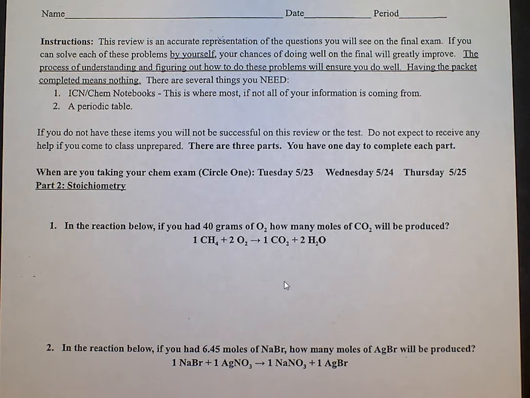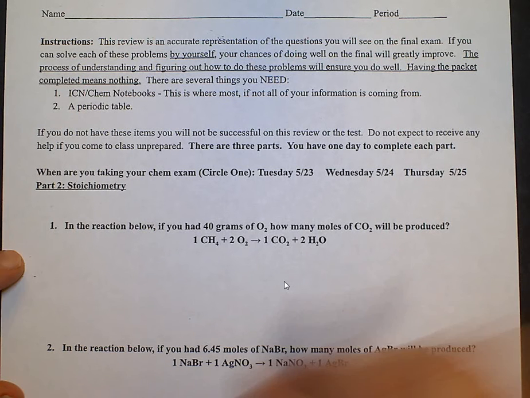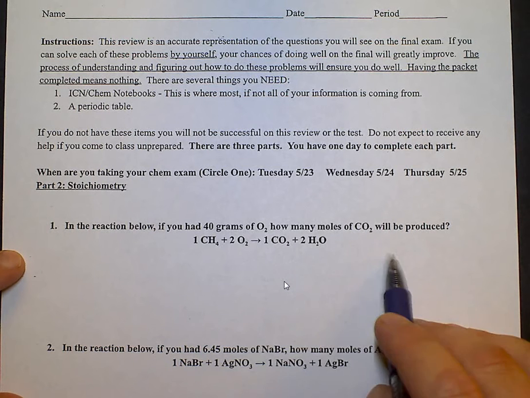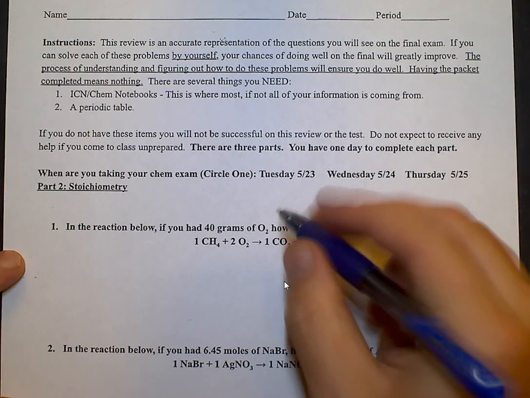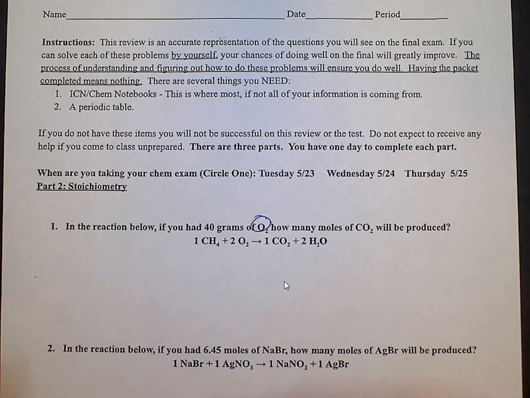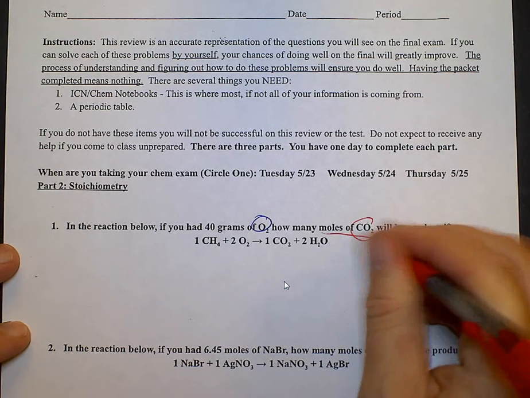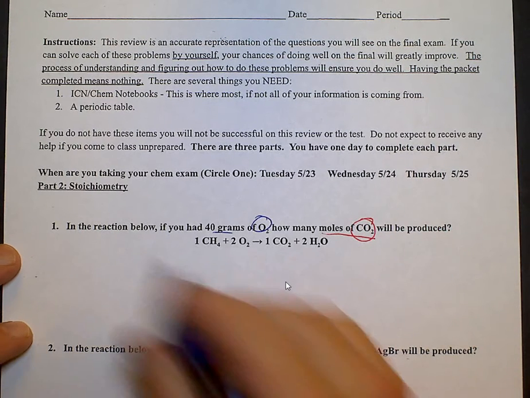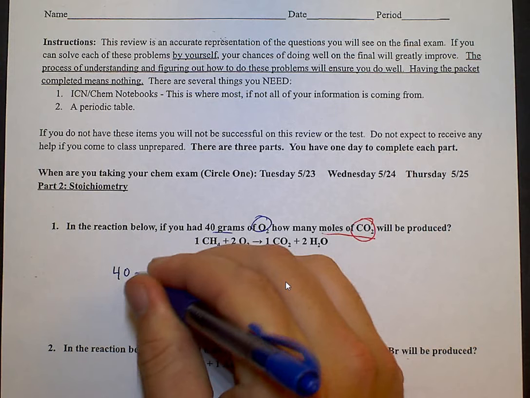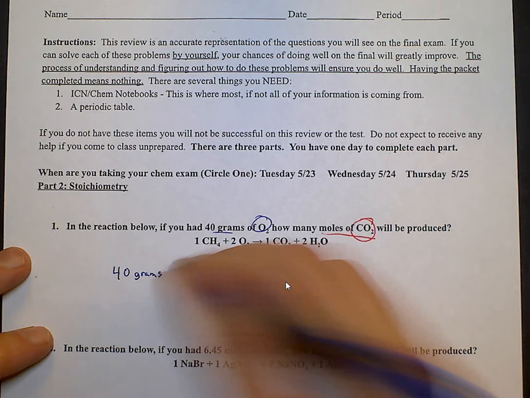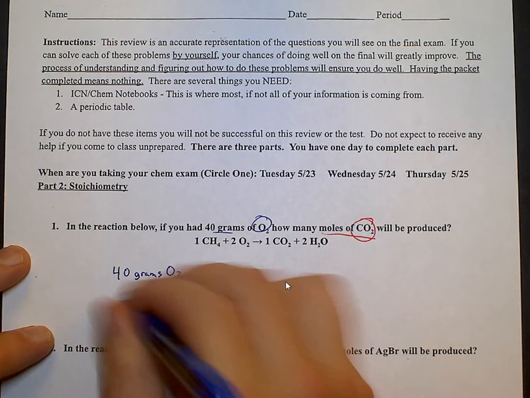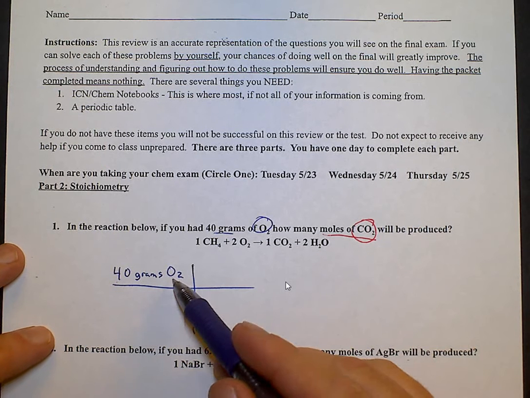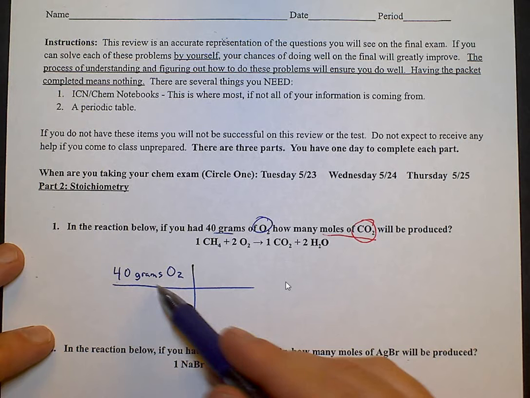Okay? All right, reaction below. We have 40 grams of oxygen. How many moles of CO2 will be produced? So we're going from O2 to moles of CO2. We start with 40 grams. Whatever number's in your problem, that's what we're going to start out with. Label everything. This will help you out. We got 40 grams of oxygen. If that's oxygen in grams, this has to be grams.